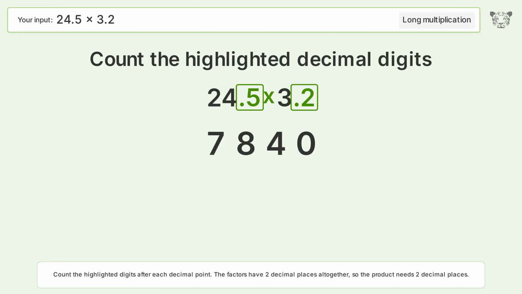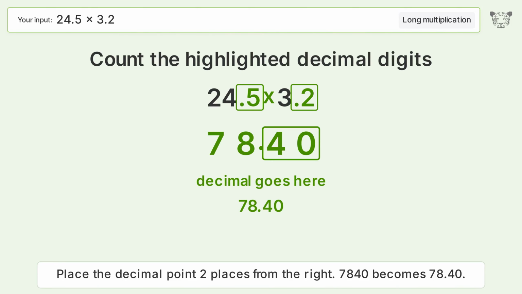Count the highlighted digits after each decimal point. The factors have 2 decimal places altogether, so the product needs 2 decimal places. Place the decimal point 2 places from the right.